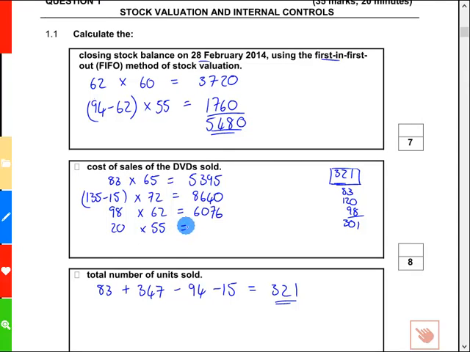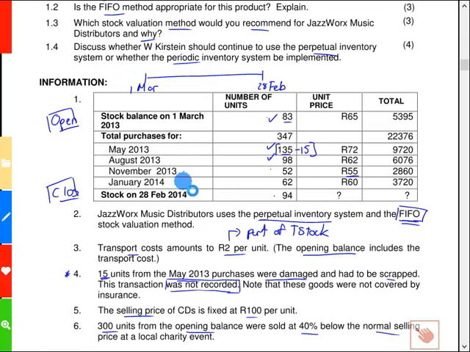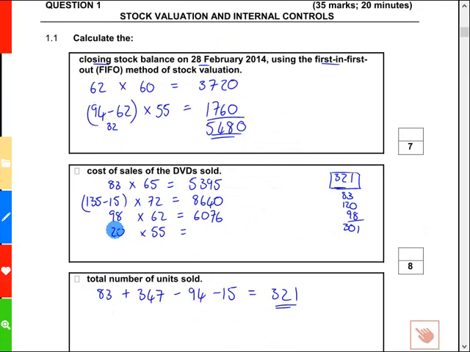Yes, because that was still on hand, and that makes sense now. Carol was just saying that from the units that were purchased at 55 Rand, we actually had 32 left in closing stock. So of the 52, 32 is left in closing stock and 20 is sold. So that makes sense. Okay, so let's just finish this.